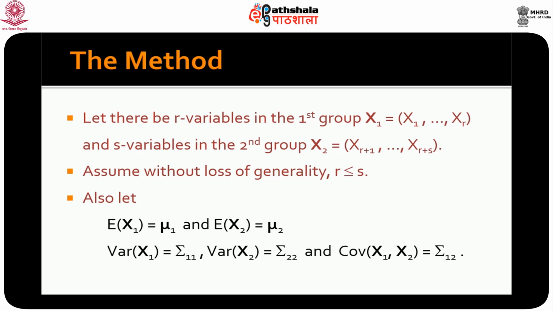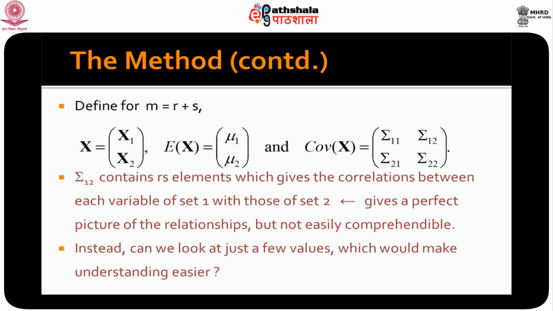Now if you look at the random vectors, assume that expectation of x1 is equal to mu1 with a covariance matrix equal to sigma 11. Similarly, assume that expectation of x2 is equal to mu2 with a covariance matrix of sigma 22. Finally, assume that the covariance between the first set and the second set is sigma 12 or sigma 21 prime. It will be symmetric in this sense.